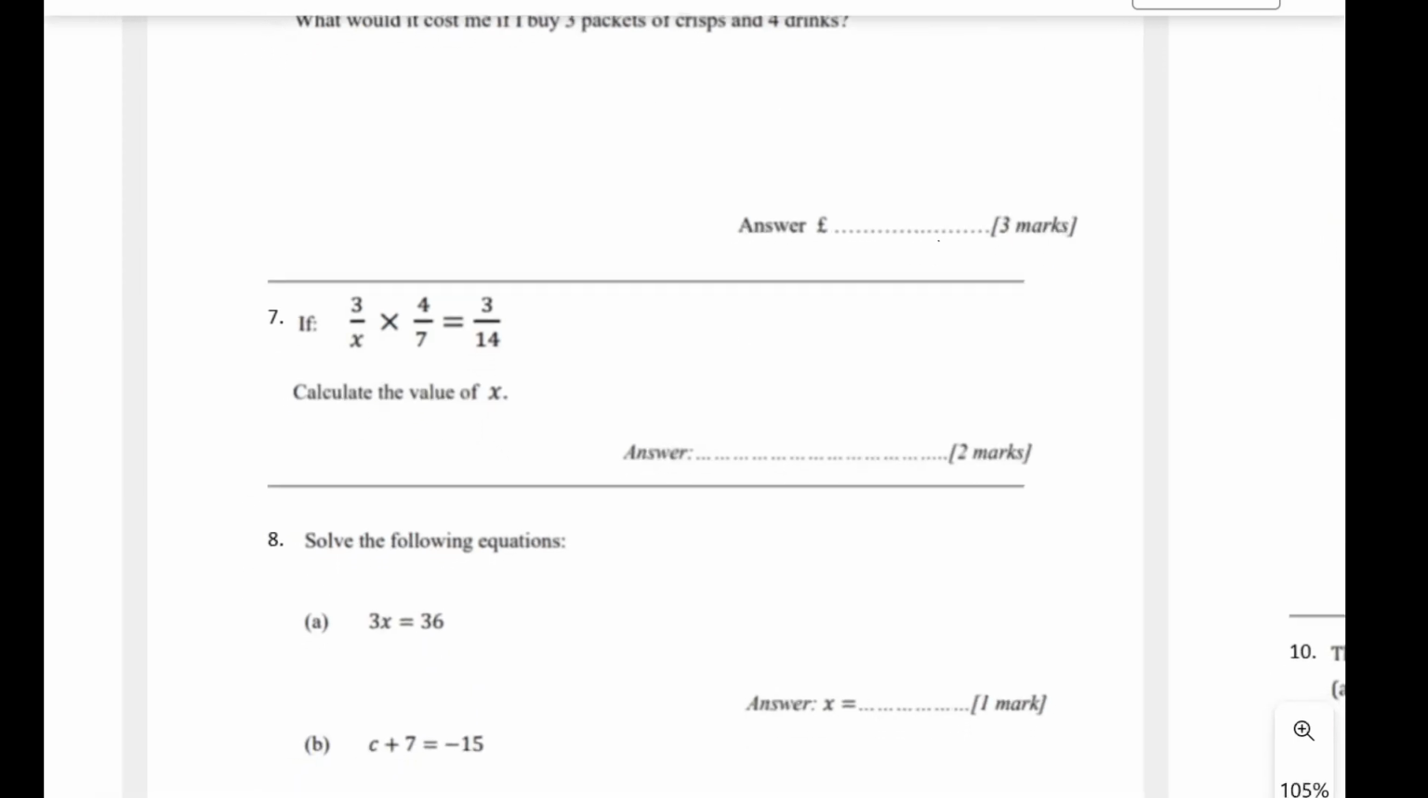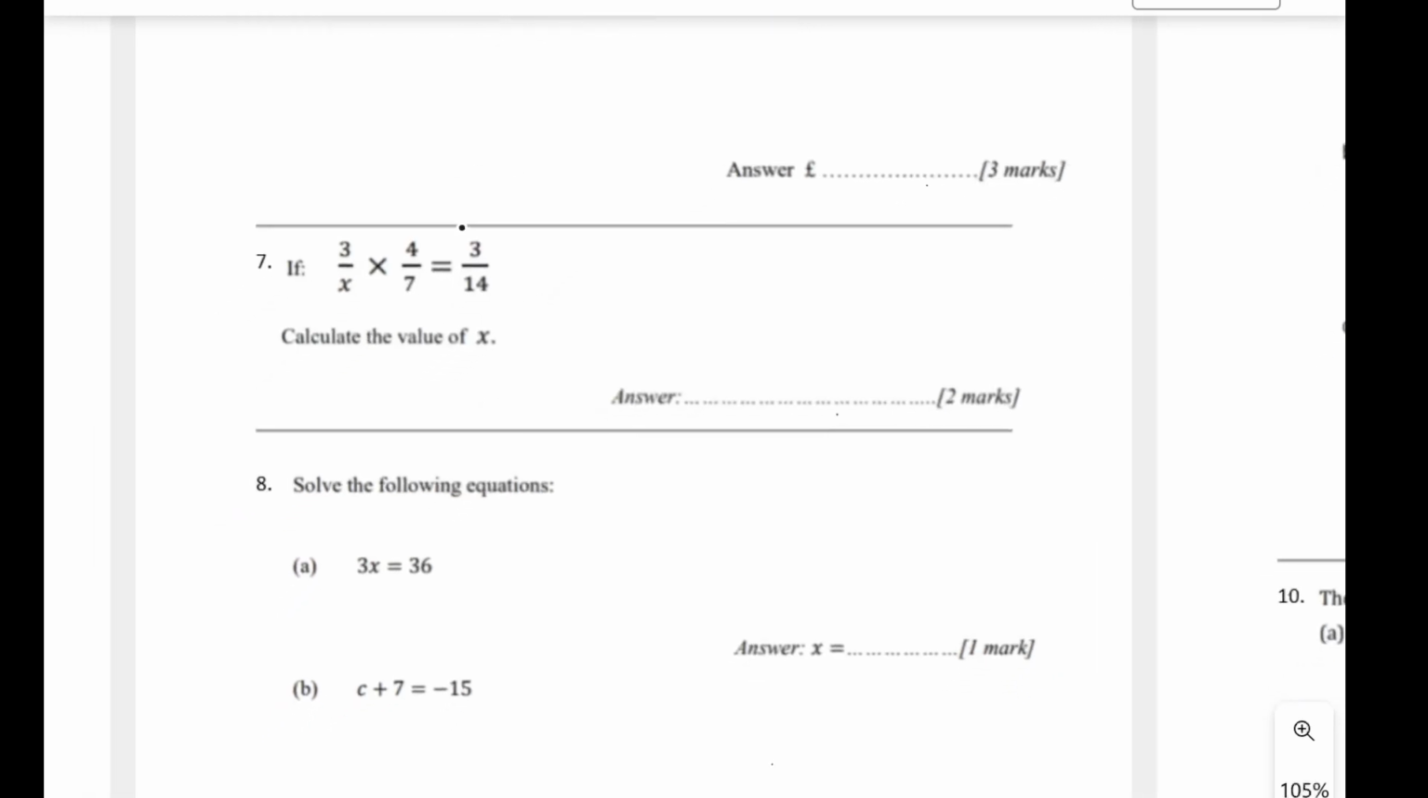So for question 7, we are given here if 3 over x times 4 over 7 is equal to 3 over 14, calculate the value of x. So we know how cross multiplication works. We have to be able to cancel out or divide by rearranging the equation. So let's first multiply out this equation. 3 times 4, we know how to multiply fractions. We're going to write this all down as one big fraction.